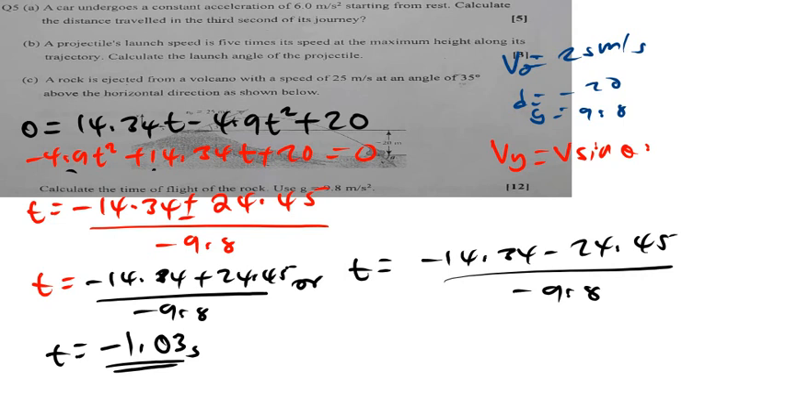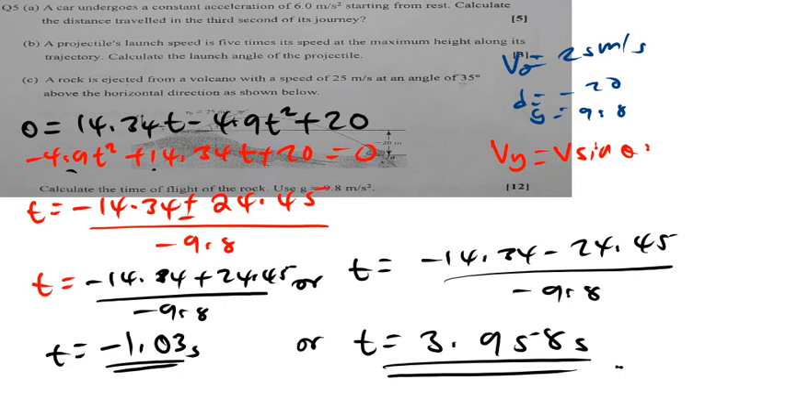Let's go there. Negative 14.34 minus 24.45 divided by negative 9.8. Let me redo it: negative 14.34 minus 24.45 is giving me negative 38.79. Now this divided by negative 9.8, I'm getting my T to be equal to 3.958 seconds.